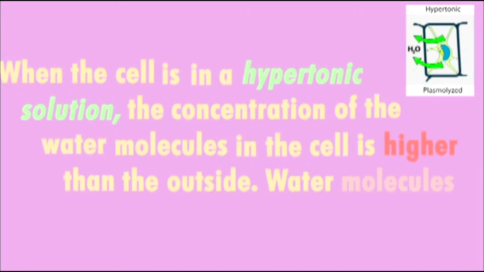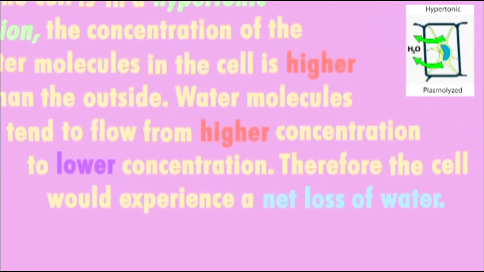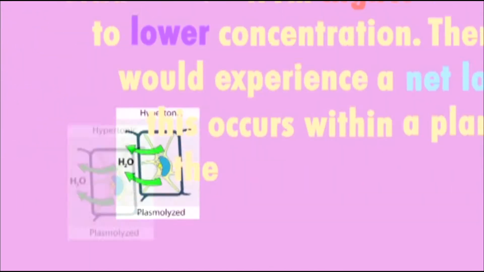than the outside. Water molecules tend to flow from higher concentration to lower concentration. Therefore, the cell would experience a net loss of water. When this occurs within a plant cell, it is called plasmolysis.